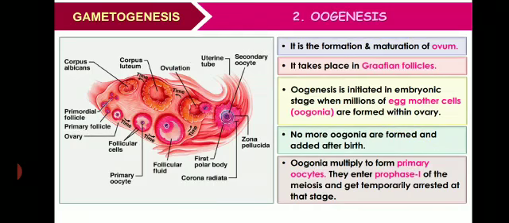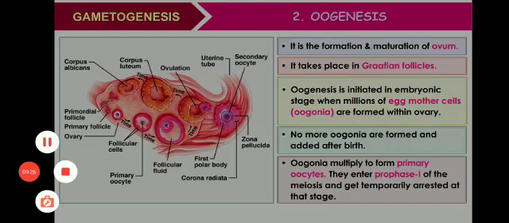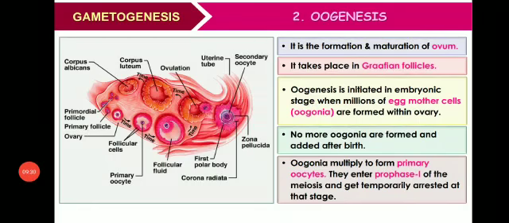Now we'll start with oogenesis, students. So what is oogenesis? The process of formation of ovum in the ovary, that is the female gonad, is called oogenesis. As I said in the beginning, spermatogenesis will start at puberty, right? That is at the age of around 13 to 14 in male.